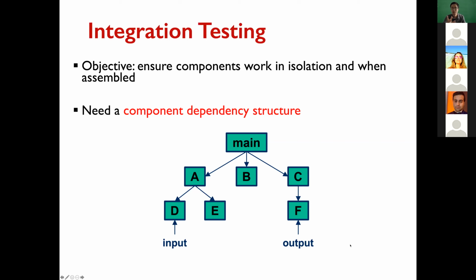A depends on classes D and E. Usually it means A would call the methods in D and E, or A would use the classes defined in D and E. Like C depends on F, and main depends on A, B, and C. So this is a component dependence structure, and we will do integration testing based on such a dependence structure. Here component D handles the input, and component F handles the output of the software system.